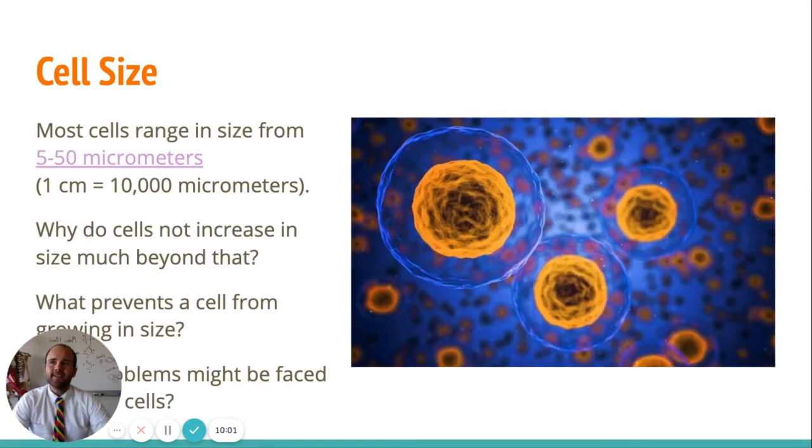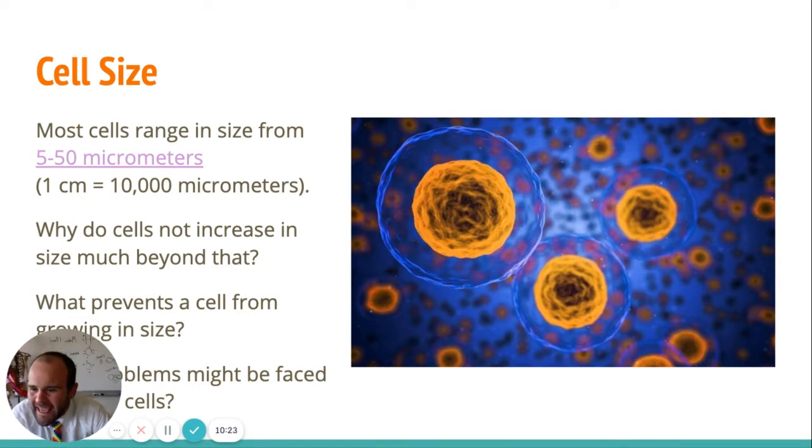And so, as I said earlier, eukaryotes are bigger than prokaryotes, but they're both pretty small, ranging from 5 to 50 micrometers. And if you don't know what a micrometer is, well, there's 10,000 micrometers in 1 centimeter. So we're talking really, really small stuff here.